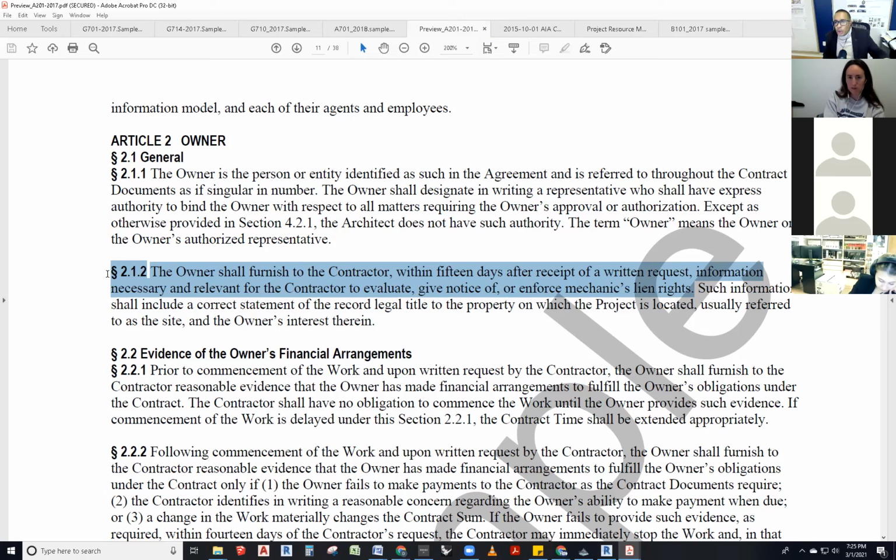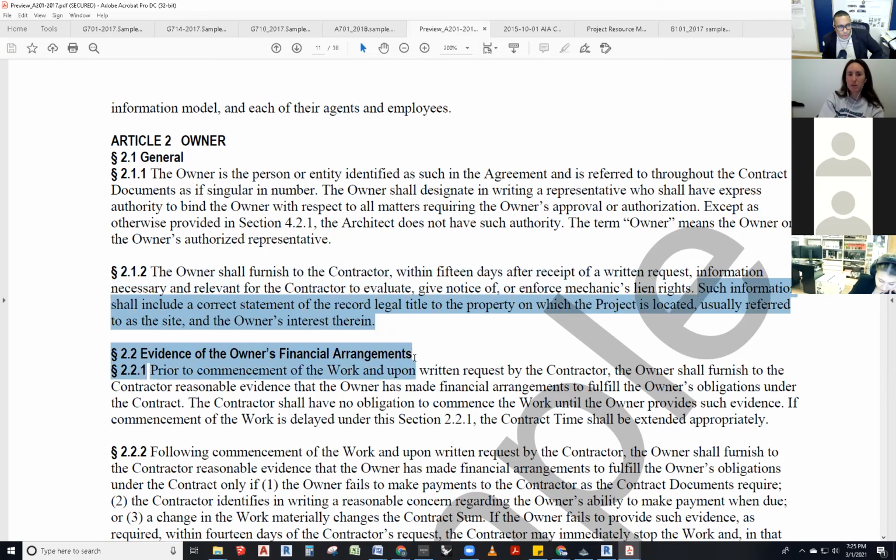You may not even do construction administration for this project. You may do the B101 and not do the construction administration services, but you're still going to get paid. You still have the right to enforce the lien. So how come we don't have this second line here? Such information shall include a correct statement of the record legal title to the property on which the project is located, usually referred to as the site, and the owner's interest therein. So how come we don't have that for the architect?